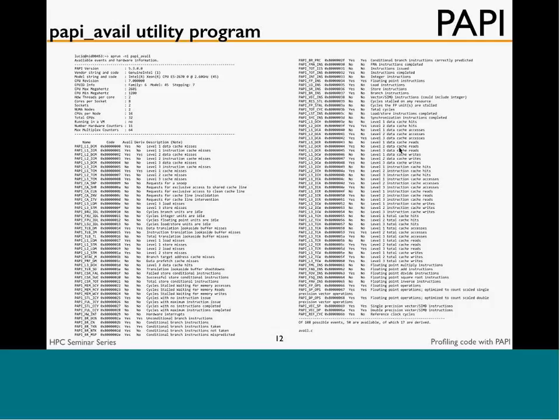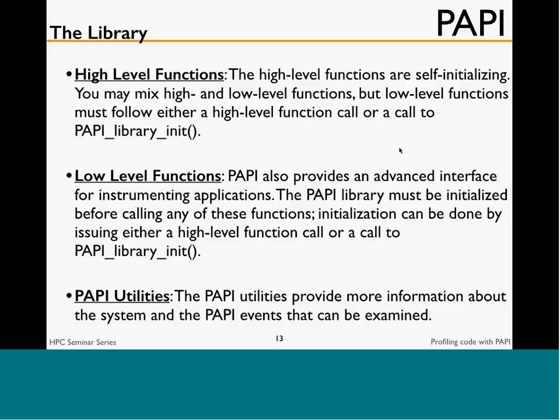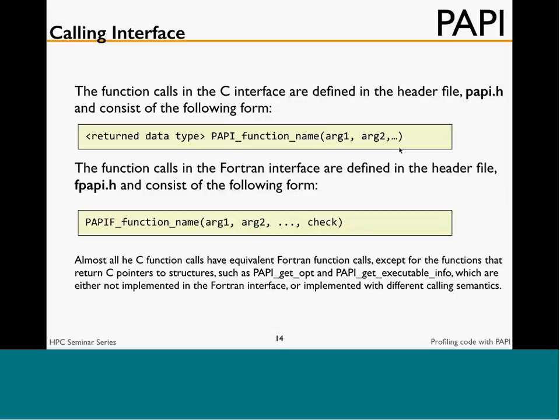So the library has three different parts: functions that you can use when profiling the code, some low-level functions that help you access very specific information if you want, and of course, there are a bunch of PAPI utilities that will make your life easier.